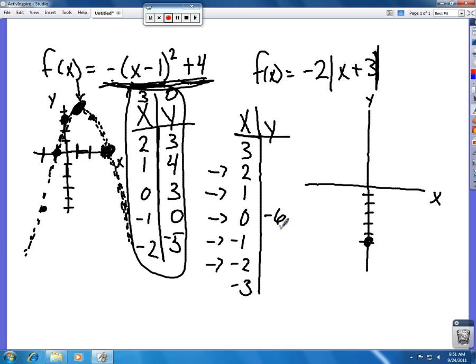Okay, let's do +1. So 1 plus 3 is 4. The absolute value of 4 is 4. -2 times 4, that's going to give you a -8. So at 1, we have a -8. Something like that. Okay, now let's look at -1. So -1 plus 3 is 2. Absolute value of 2 is 2. -2 times 2 is -4. So we'll have -4 sitting here. So we've got -4. 1, 2, 3, 4.